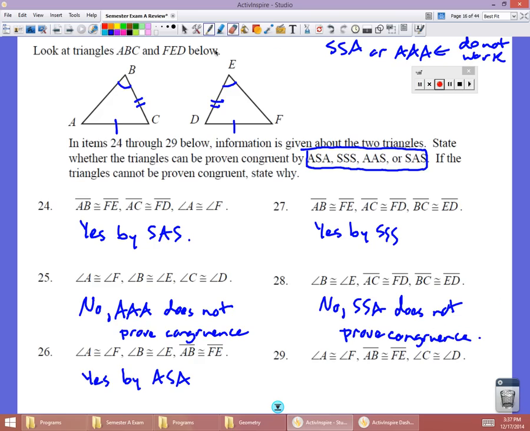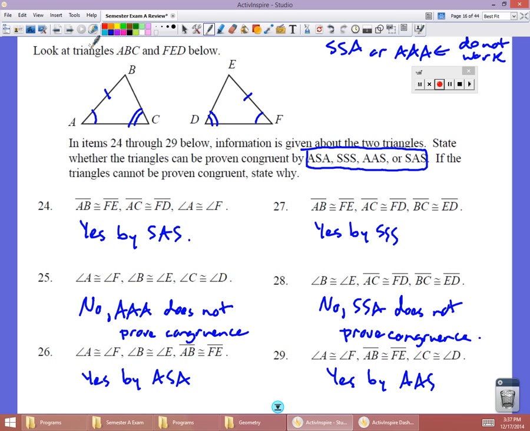Okay, finally for number 29, let's erase our triangle once again. And when we do this, we're going to have angle A congruent to angle F. We're going to have side AB congruent to side FE. We're going to have angle C congruent to angle D. And so again, if we look, we have 2 angles marked and 1 side. So it could be angle, side, angle, or angle, angle, side. So once again, it is going to work, just the question is whether the side is in between the 2 angles or not. So this time, the side is not included in between the 2 angles, and so in this case it's actually going to be yes by angle, angle, side.